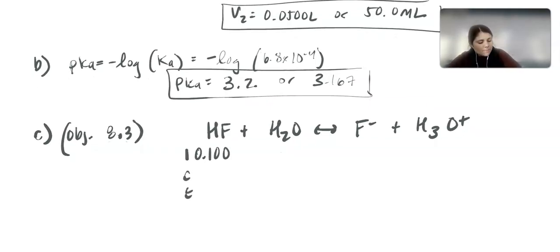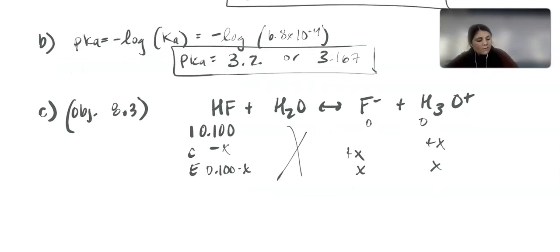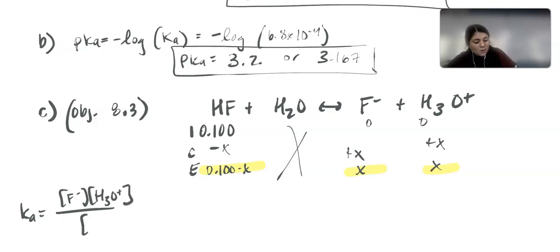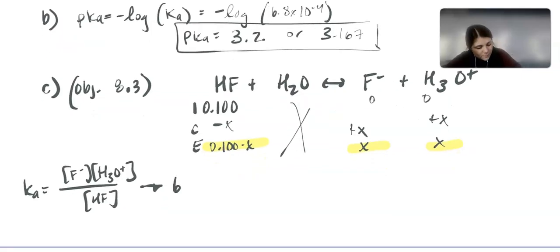So ice table: minus X, 0, 0, plus X. And so now I have all of my values that can be added to my Ka expression. So remember, Ka is taking the conjugate base multiplied by hydronium all over the weak acid. And now I'm going to plug in the values that I know.